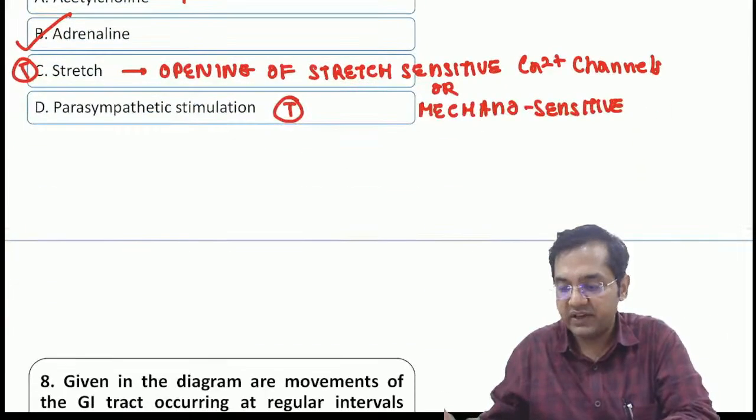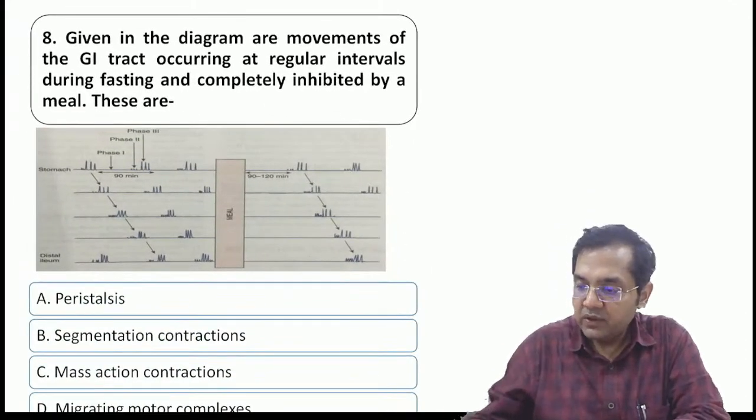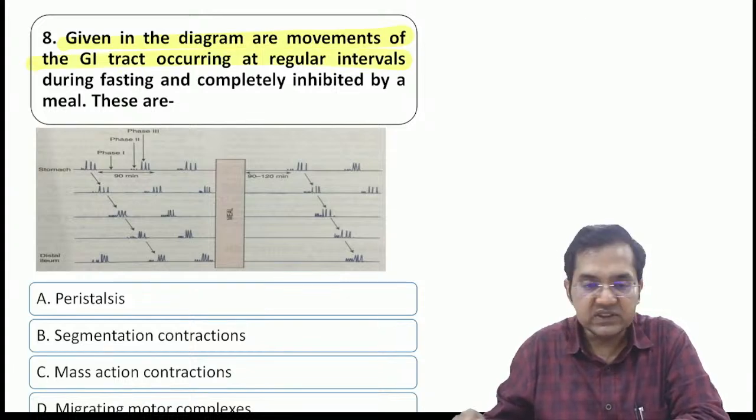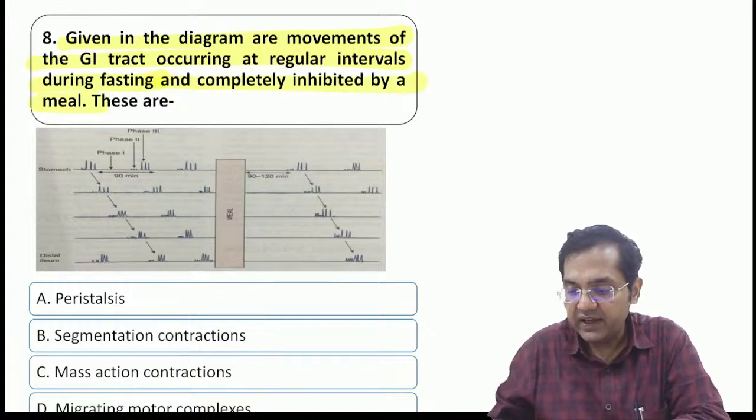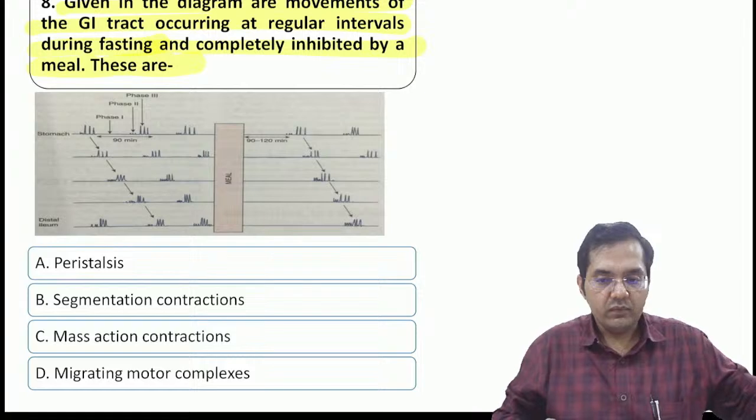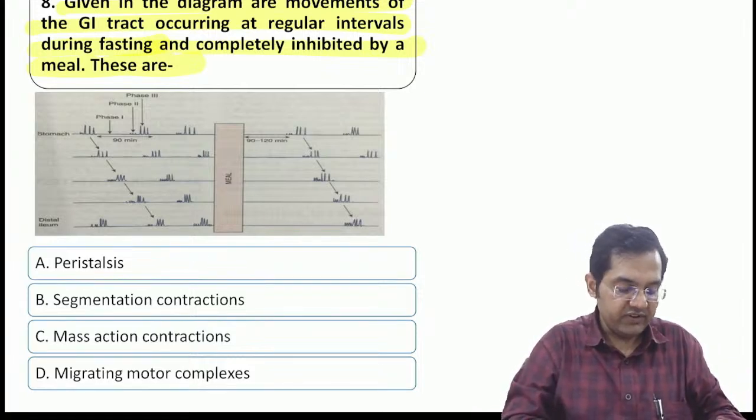Remember 3. In the question number 8, we have shown you, this is a very good question again. Figure is given in all the standard books, Indian authors, foreign authors. Given in the diagram are the movements of the GI tract occurring at regular intervals during fasting and completely inhibited by a meal. These are which contractions?